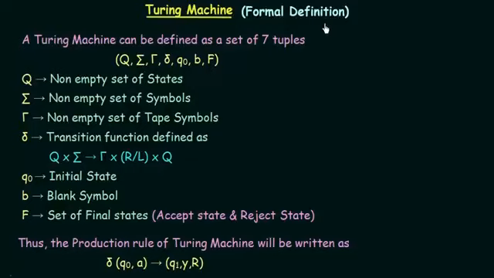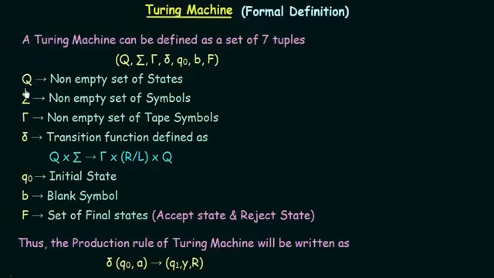In this lecture, we will be seeing the formal definition of Turing machine. In the previous two lectures, we have seen an introduction of Turing machines, and now we will see how we can formally define Turing machines. So a Turing machine can be defined as a set of 7 tuples, namely Q, sigma, tau, del, Q0, B, and F. Now let us see what these tuples mean.